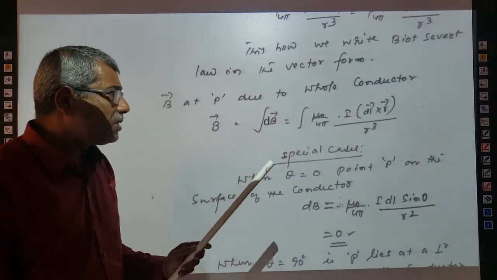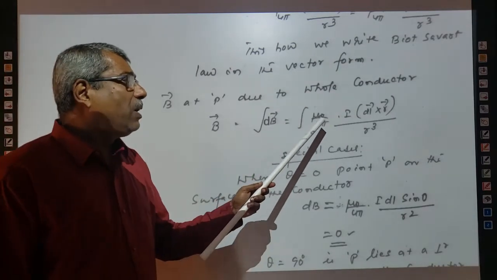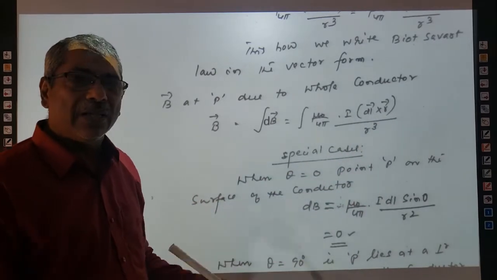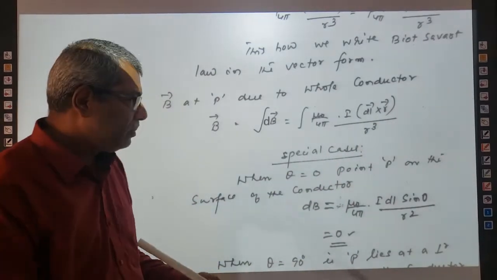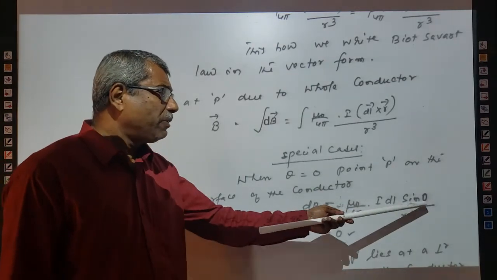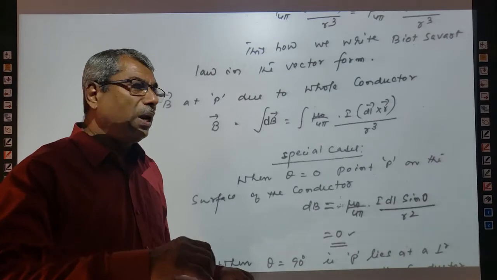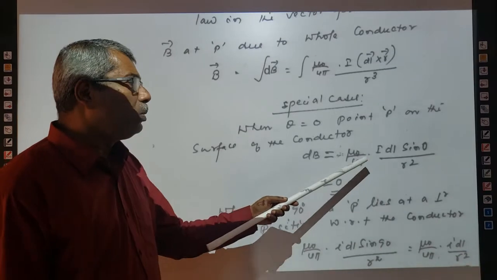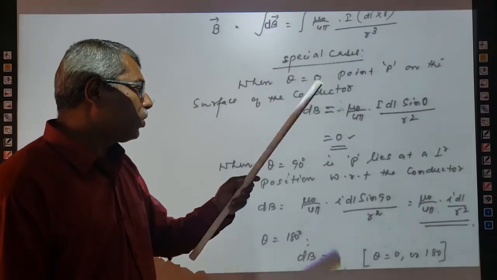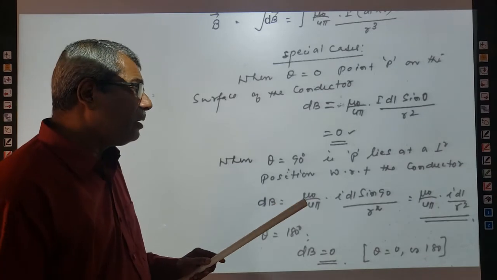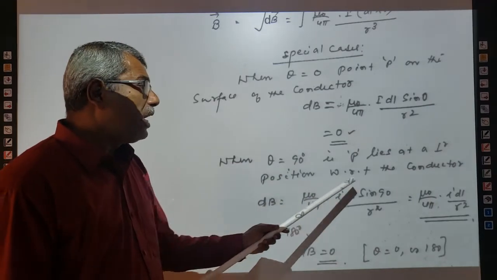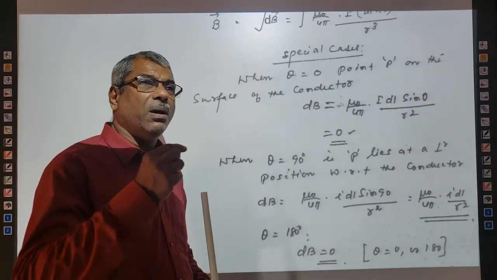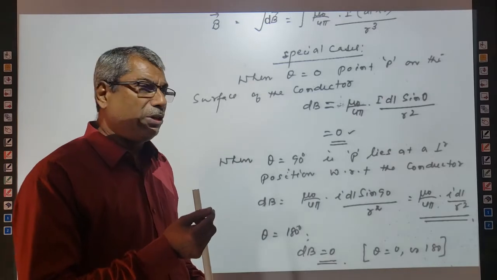Okay, special cases. So this is actually mu 0 by 4 pi into I L sin theta divided by r cube, or I dl sin theta by r cube for a small length, right? So in this expression, if theta is equal to 0, then the point P will be lying on the conductor itself, right? Then dB is equal to I dl sin 0 divided by r, that is equal to 0. If theta is equal to 90 degree, that means the line joining the point P makes an angle 90 degree with the conductor.